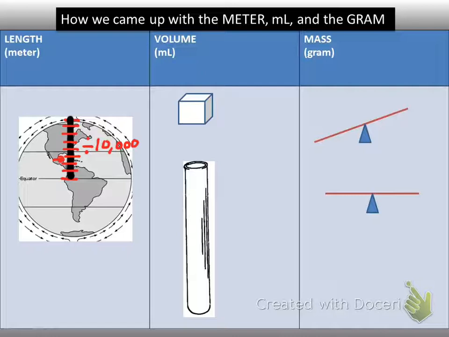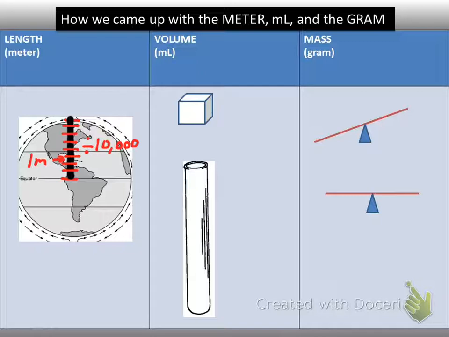This long right here, 1 meter. That's how we came up with the meter. Okay? So, we now called that the meter. Boom. Woo, there it is. The meter. Okay? Now, that's how we came up with length.